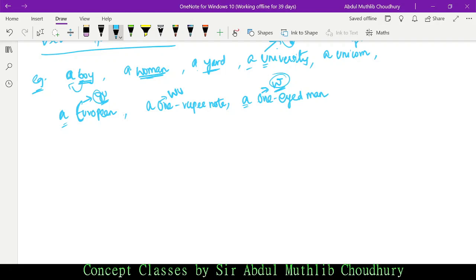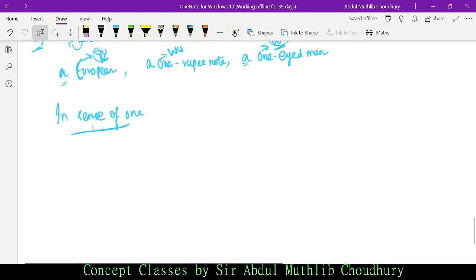The article 'a' is again used in the sense of one. Example, wait a minute. When I say wait a minute, m is what? It is a consonant, thus I'm using a. Minute is singular or plural? It is singular, thus a singular noun takes a.